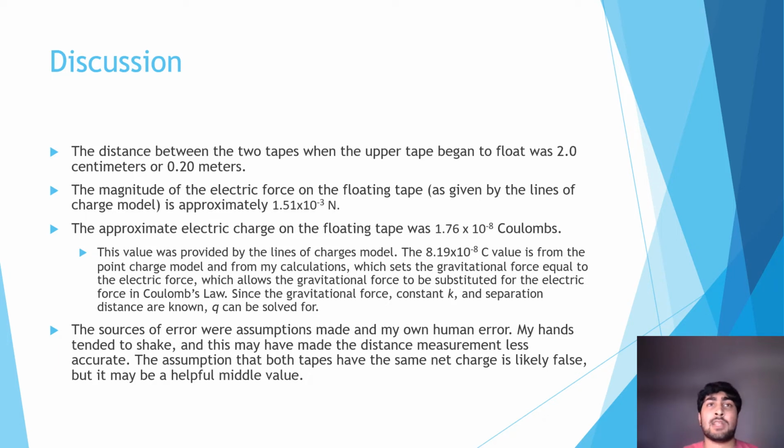The magnitude of the electric force on the floating tape, as given by the line of charges model, is approximately 1.51 times 10 to the negative 3 newtons. The approximate electric charge on the floating tape was 1.76 times 10 to the negative 8th coulombs. This value was provided by the line of charges model.